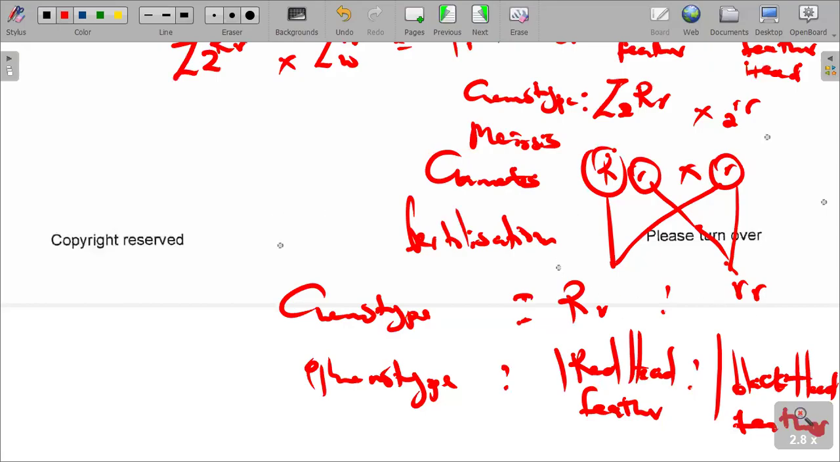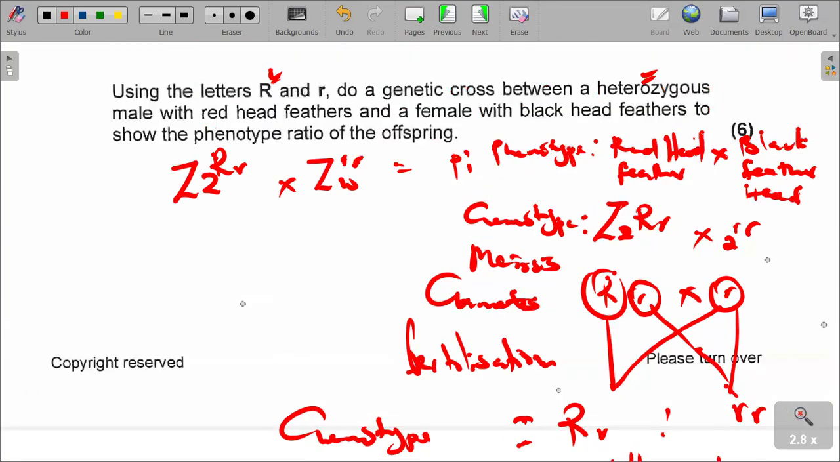So you have done the genetic cross. The genetic cross is being done. Remember, we said that the allele is sex linked, and then it is carried by what? By Z. It's carried by Z, not by W. So that is it.